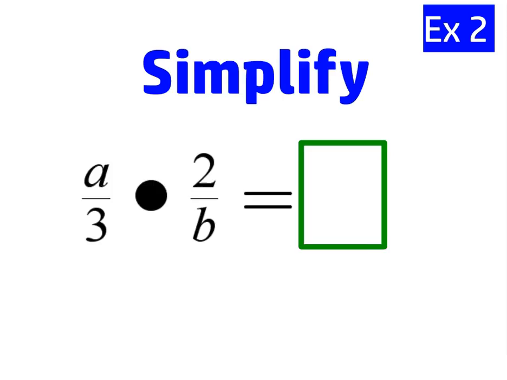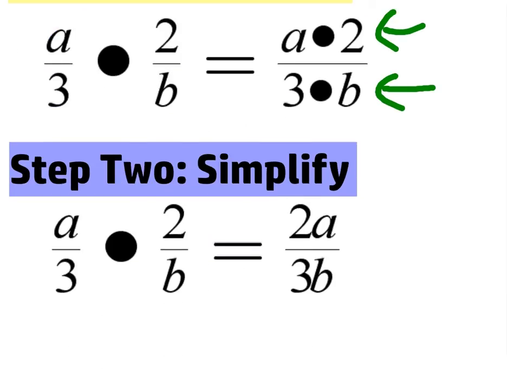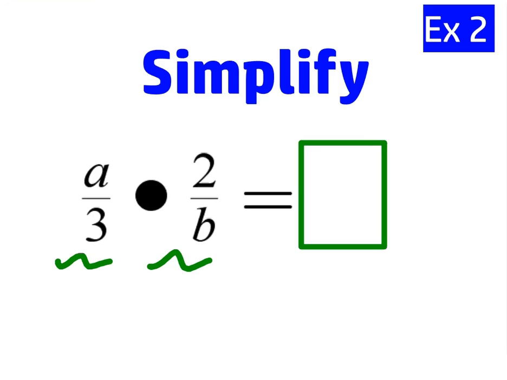How about a over 3 times 2 over b? Now this one's actually going to be a little bit simpler because we don't have to reduce. So we're just going to multiply the numerators and then multiply the denominators. And then remember that the constant always goes first, so a times 2 just gives us 2a. And then 3 times b, the constant's already first, so we just remove the multiplication sign. So the final answer is 2a over 3b, which is exactly what we were trying to solve to begin with.